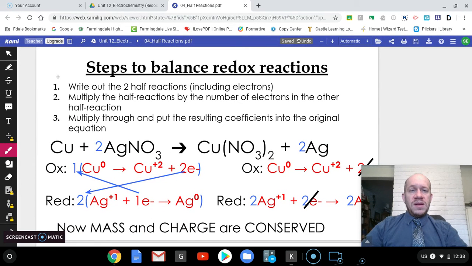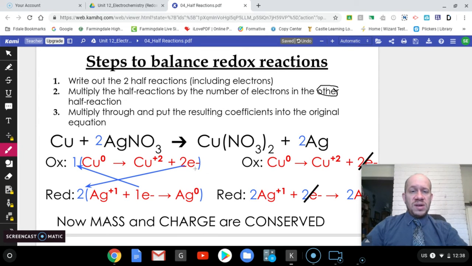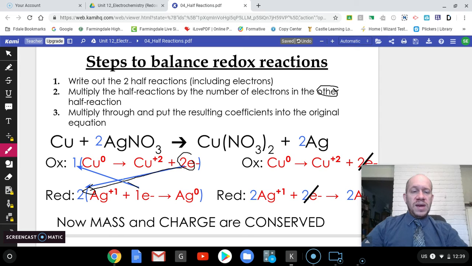So the steps to balance: you first write out the 2 half reactions, including the electrons. So you first go through the first part we've done. Then you'll multiply the half reactions by the number of electrons in the other half reaction. Multiply through and put the resulting coefficients back into the original equation. So here I've got my oxidation half reaction and my reduction half reaction. Over here, there are 2 electrons, so I will multiply the other one by 1 electron, and then I'll multiply the first one by 1. Once I multiply them through, my 2 electrons will cancel out, and I can put those 2 coefficients back into the original formula.